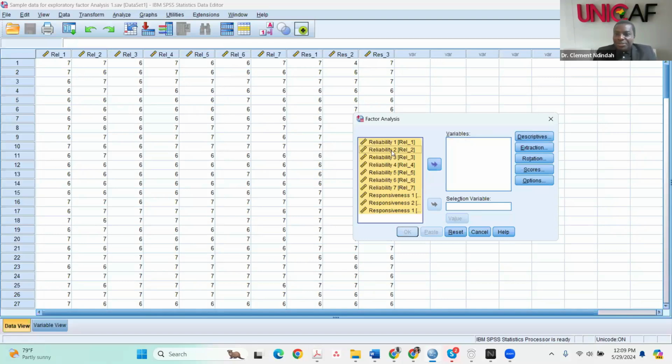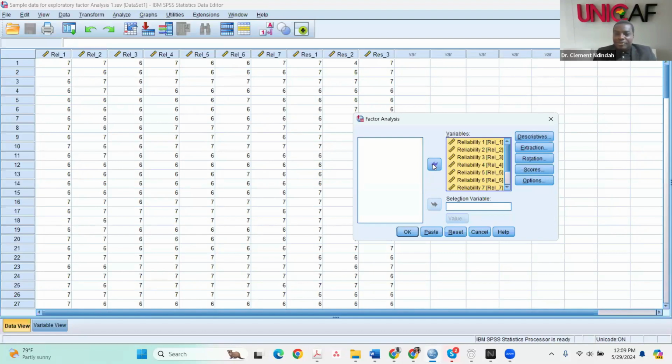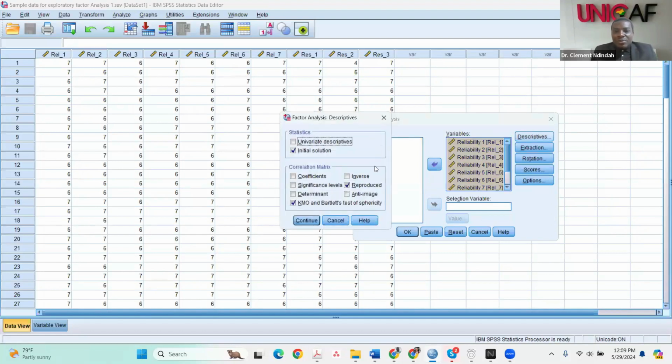Okay, so when you do that, the variables in the construct that you want to evaluate will be this way. So you have to bring them to this other side. Okay, the first thing we do, we come to Descriptives. Generally, the KMO and Bartlett's test of sphericity box will not be checked, so you have to check this box. And it's also good to check this Reproduced box.